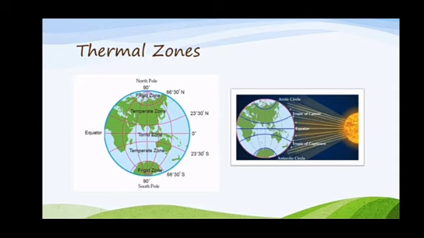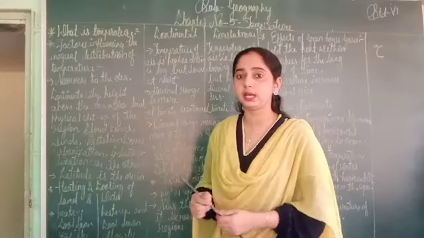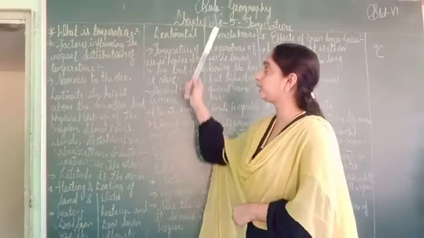Based on the unequal distribution of temperature, that is heat, the earth can be divided into torrid, temperate and frigid zones, or tropical, temperate and polar regions. Let us discuss some more points related to temperature.